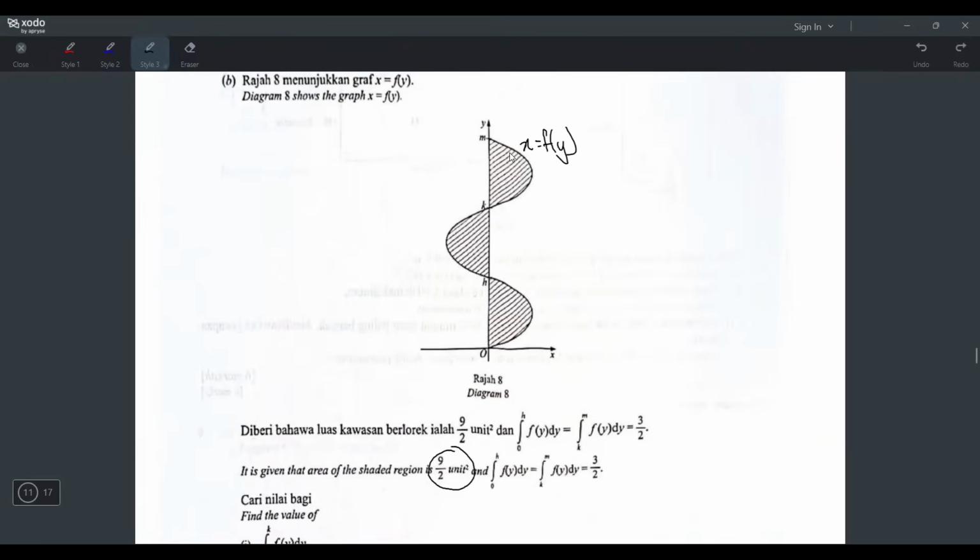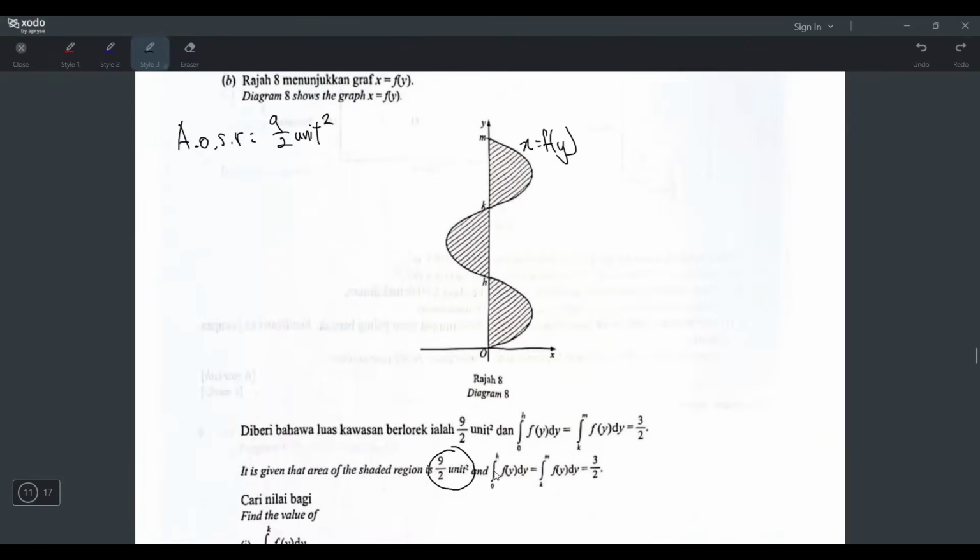Where's the shaded region? Here, here, here. So it's this shaded region, all added together, that is 9/2 units squared. I think I should write this down. AOSR equals 9/2 units squared. AOSR means area of shaded region.